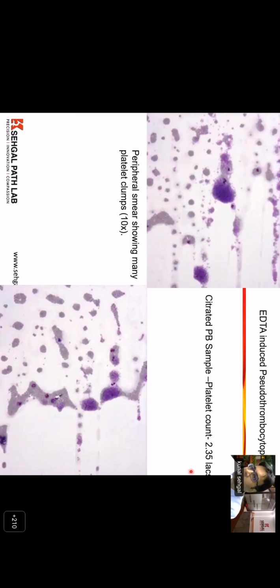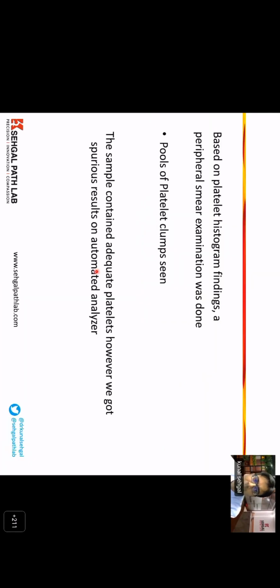As long as you are consistent in your reporting, you'll be able to give them a clinically valid result. So this is the true EDTA-induced pseudothrombocytopenia. Small clumps, fibrin strands. Please do not ask every time for a repeat in citrate. It all comes at a cost, and trust me, the cost is borne by the patient. And it's pretty expensive at times. So again, the message is: evaluate your peripheral smear at low power, look for pools of platelet clumps.